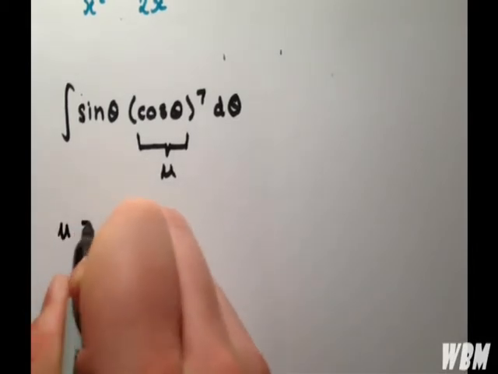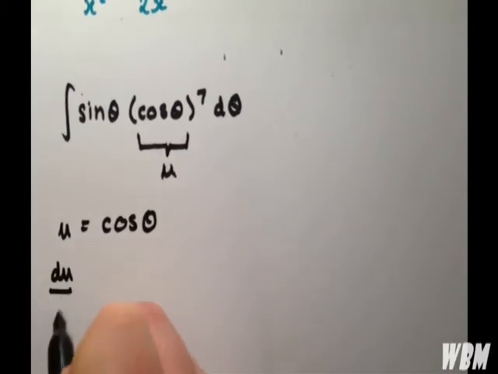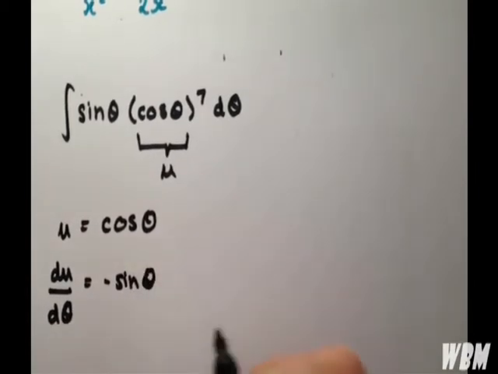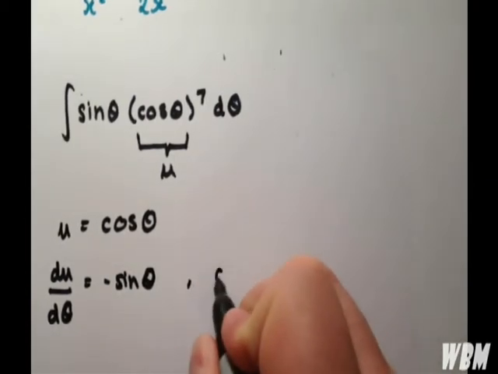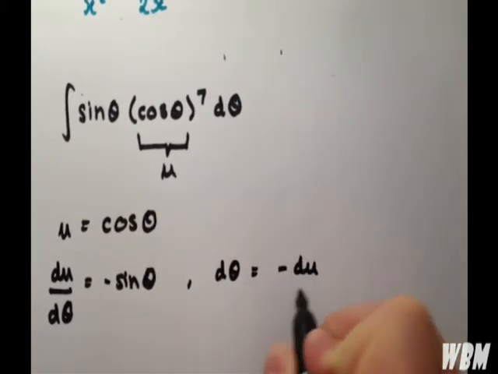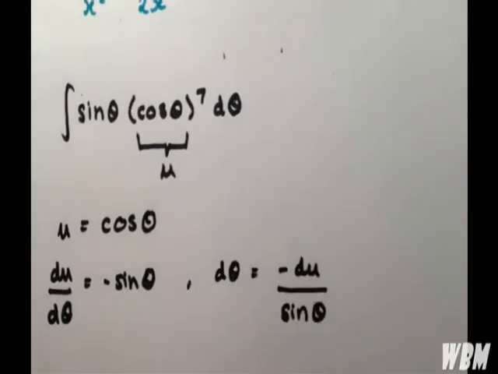So if we take u equals cos theta and differentiate u with respect to theta, we of course get minus sine theta. Now we rewrite that in terms of d theta. We get d theta equals minus du over sine theta, just by rearranging the terms or multiplying throughout. Whichever method you feel most comfortable with, essentially it's the same thing, just different ways of addressing it.